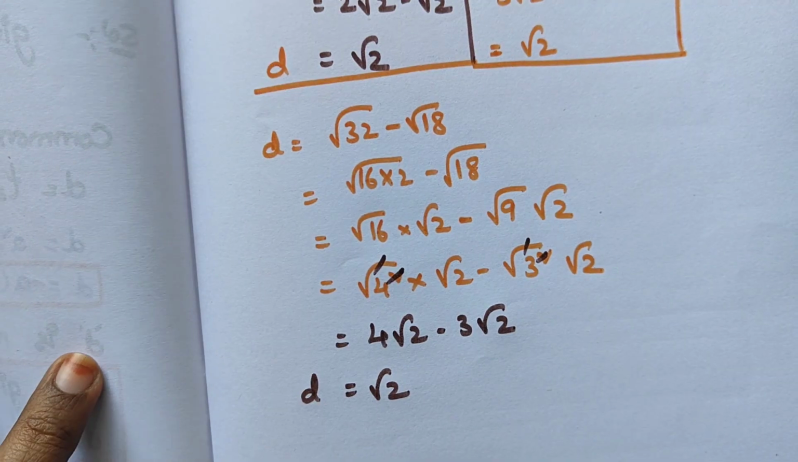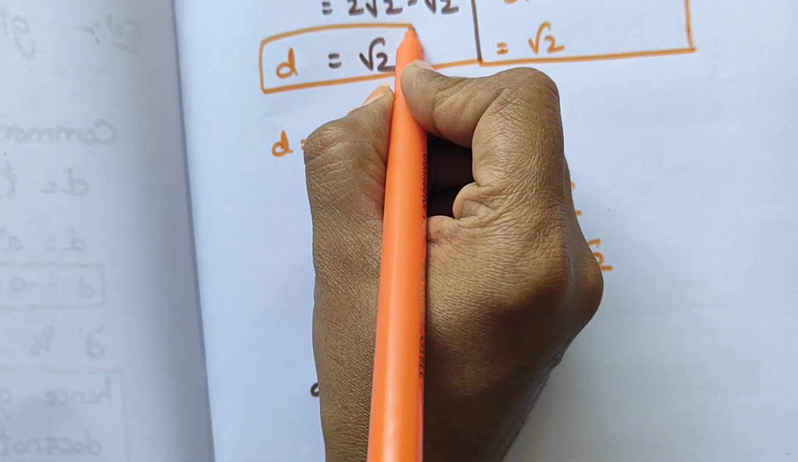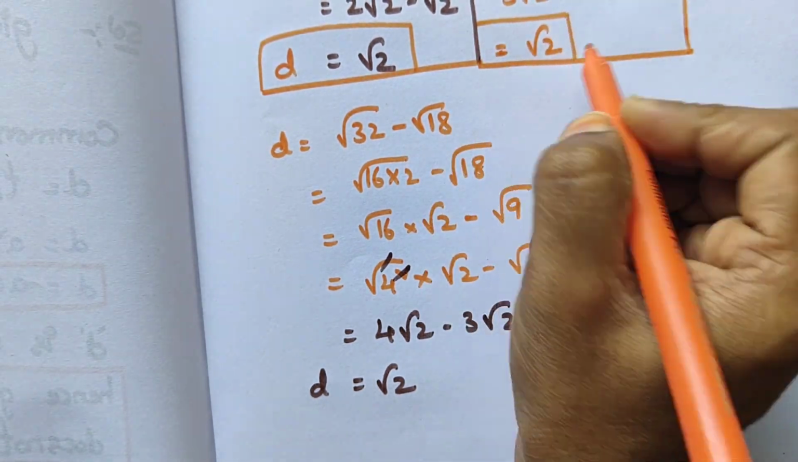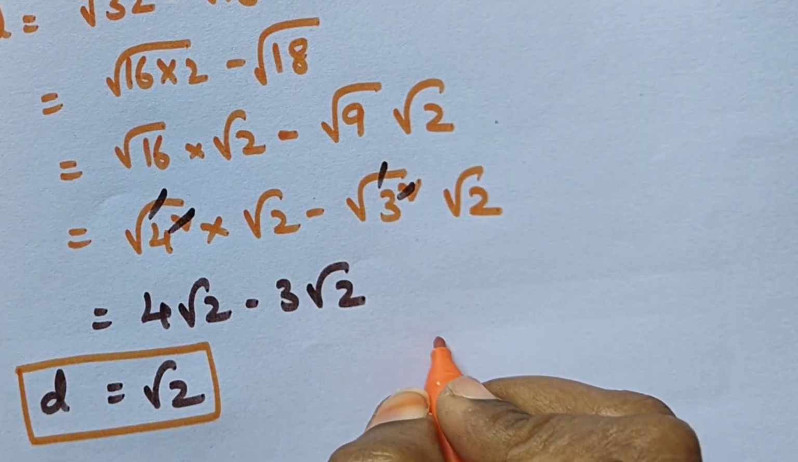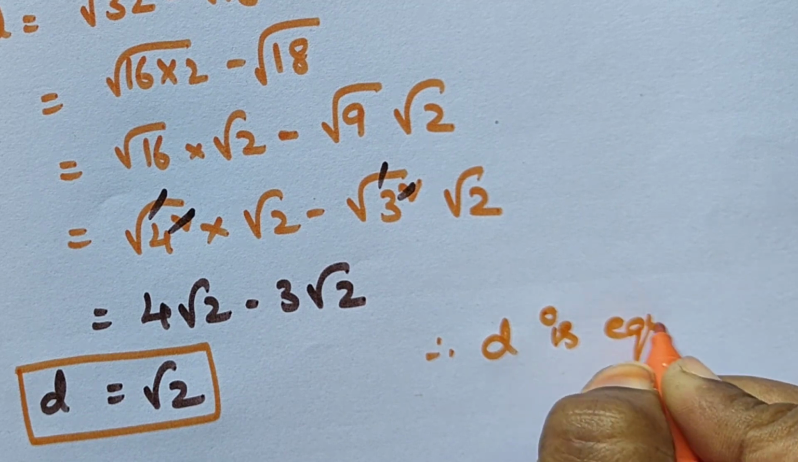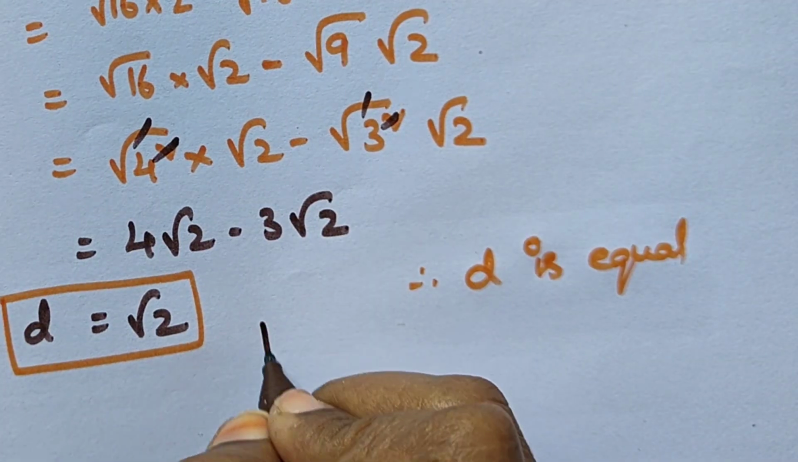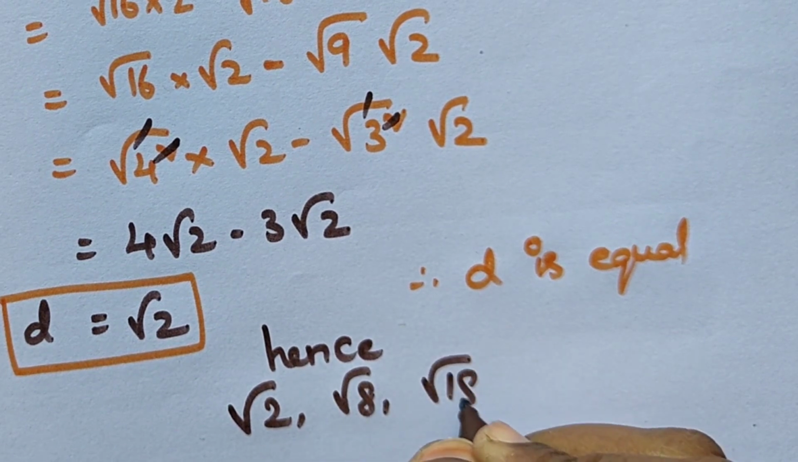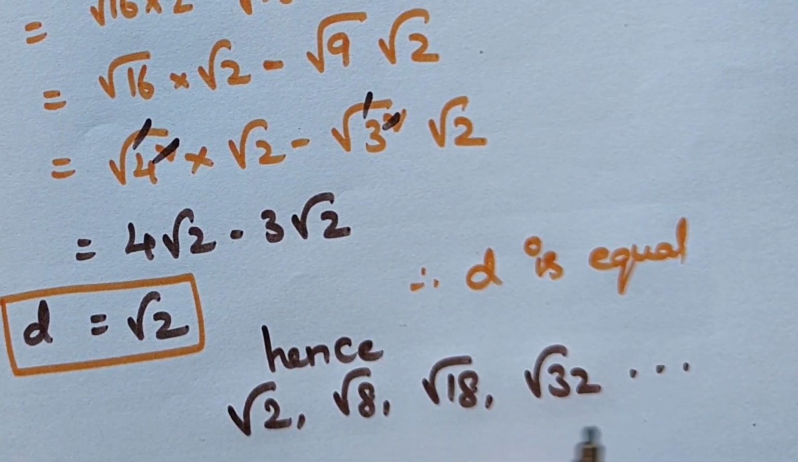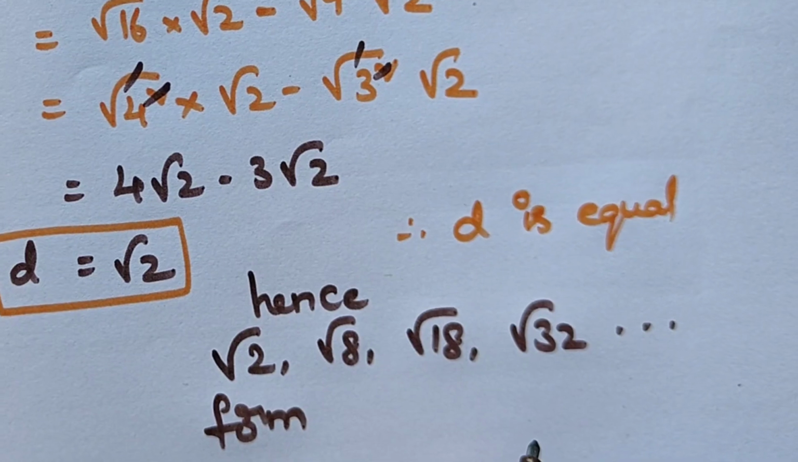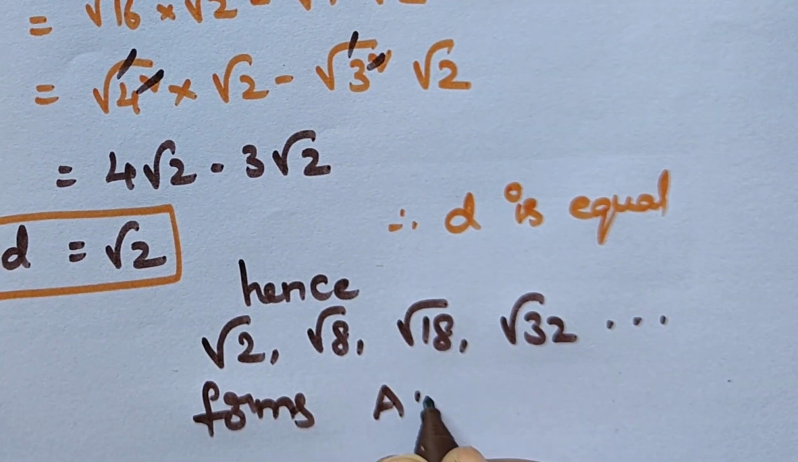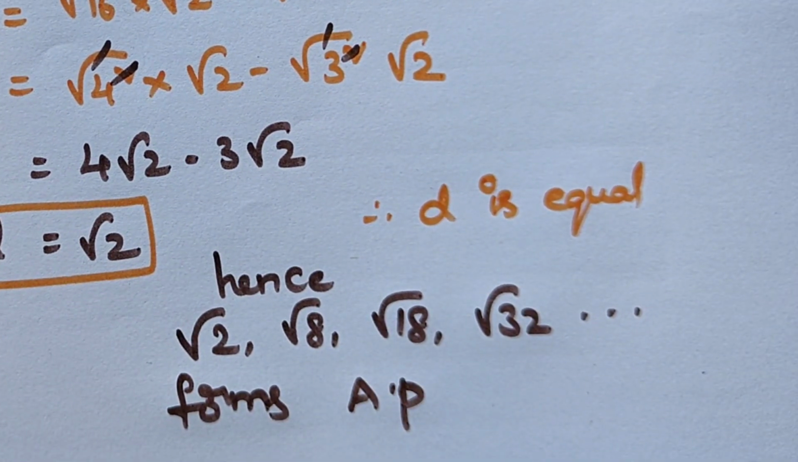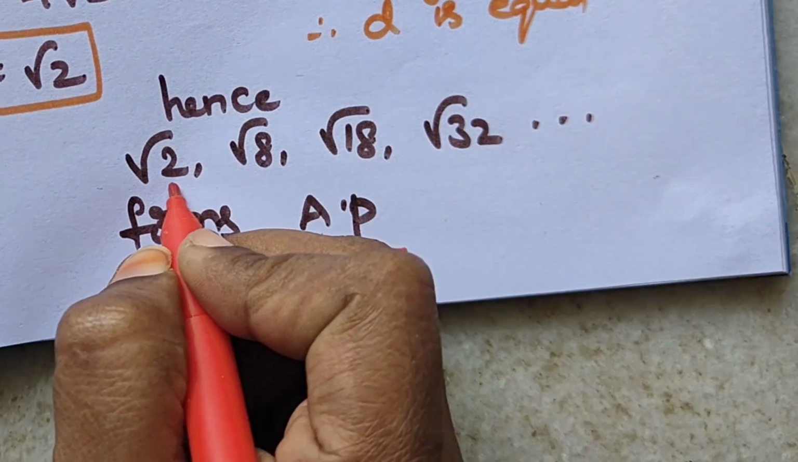There is a common difference between two successive terms. D is equal. Hence the given list of numbers forms an arithmetic progression. Now we have to find another 3 more terms. Hence root 2, root 8, root 18, root 32 and so on forms an arithmetic progression. These are the 4 terms: term 1, term 2, term 3, term 4.